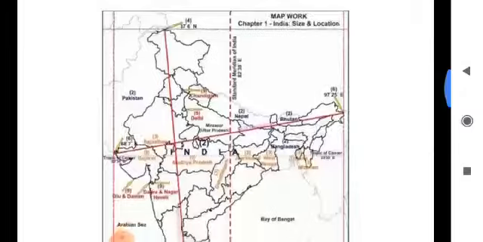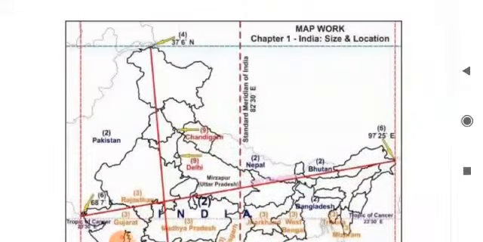Just follow the location map of India. In this location map, the mainland of India extends from 8 degree north to 37 degree north latitude, 68 degree east to 97 degree east longitude, and the mainland of India extends from Kashmir to Kanyakumari, and the western part Rann of Kutch to Arunachal Pradesh in the eastern part.